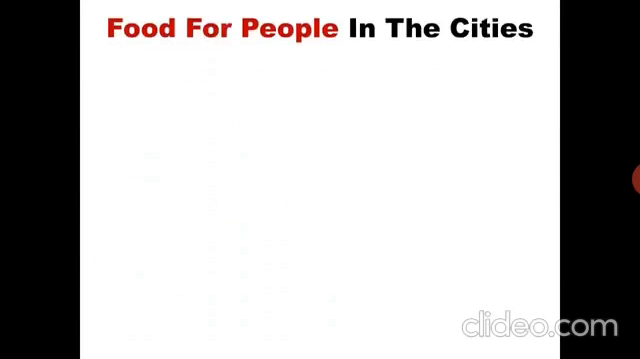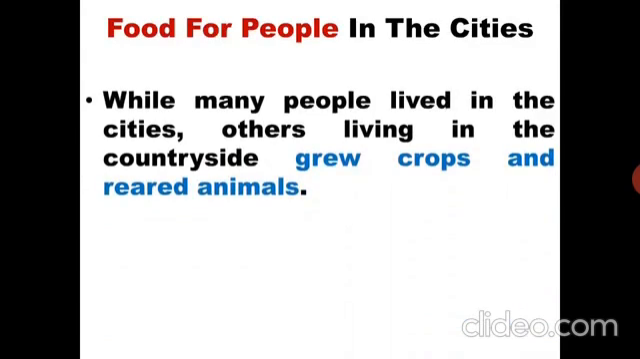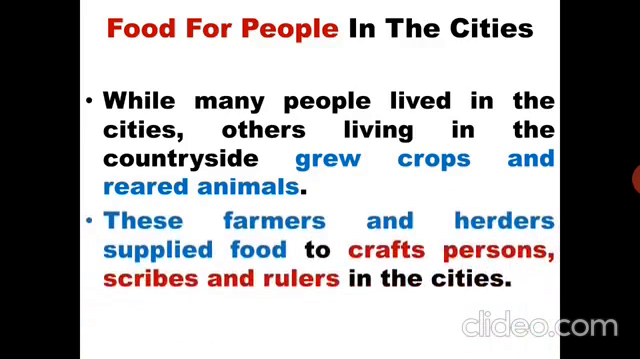Now we will move to the food for people in the cities. So what was the food the people were eating in these Harappan cities? While many people lived in the cities, others living in the countrysides grew crops and reared animals. So many of the people lived in cities, and others living towards the countryside, towards the villages, were growing crops and rearing animals. These farmers and herders supplied food to craftspersons, scribes and rulers in the cities.